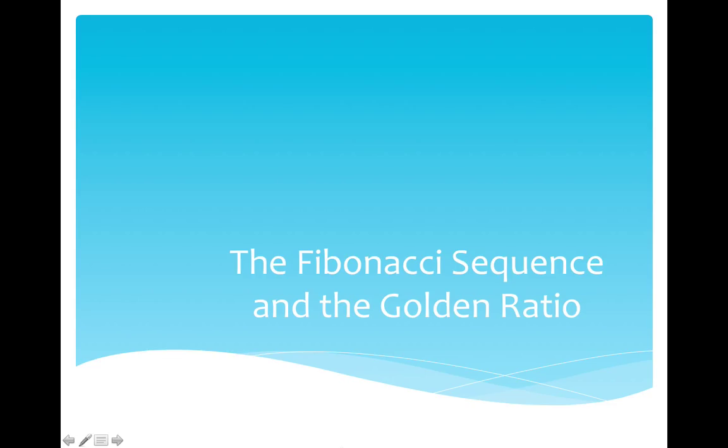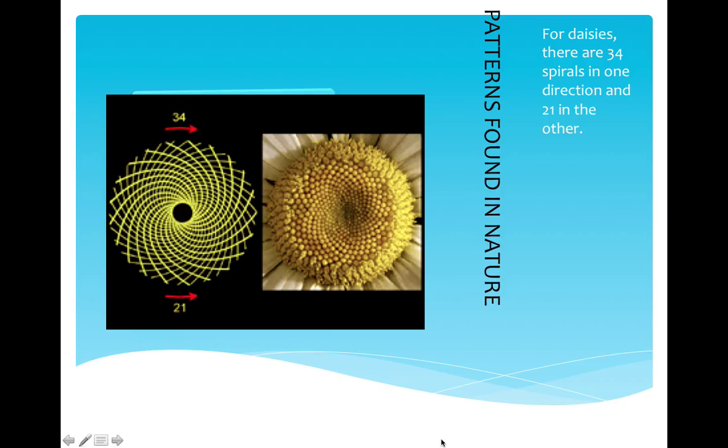In this section, we're going to discuss what's called the Fibonacci sequence and how it relates to the golden ratio. This is one of my favorite parts of 139. We find the Fibonacci sequence, which a sequence is just a series of numbers, in all parts of life. A lot of them show up in nature.